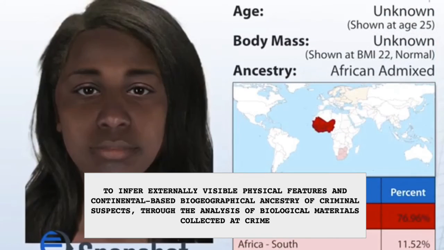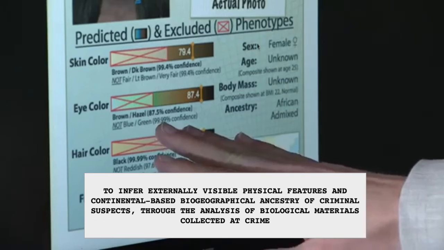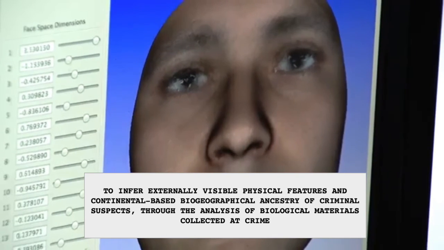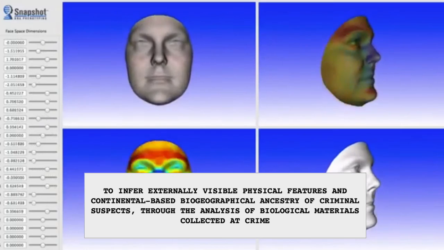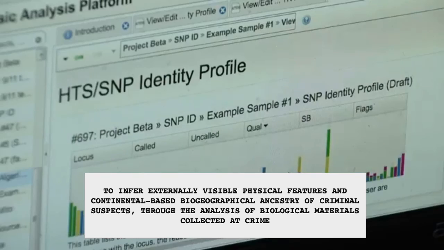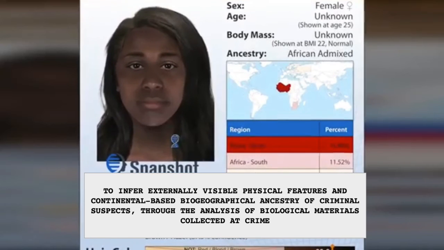Forensic DNA phenotyping can be broadly described as a constellation of techniques that aims to infer externally visible physical features and continental-based biogeographical ancestry of criminal suspects through the analysis of biological materials collected at the crime scene. The connection between genes and appearance has created the notion that these phenotypic characters could be derived from the DNA from the crime stains. It is used to predict the appearance of the source of the stain.